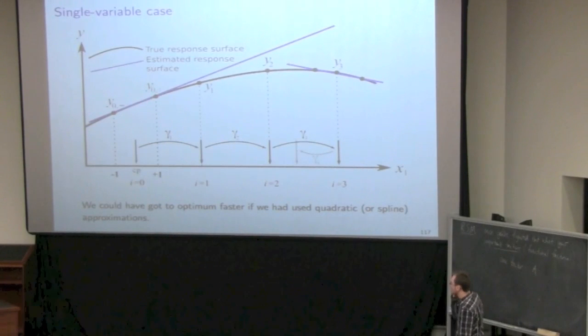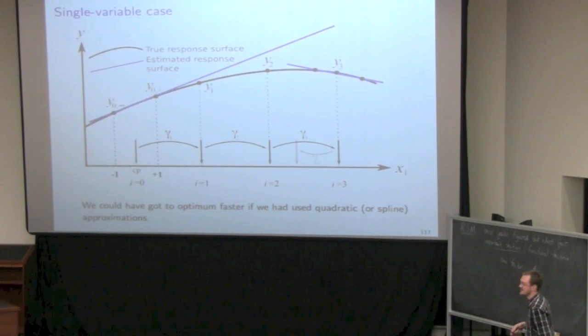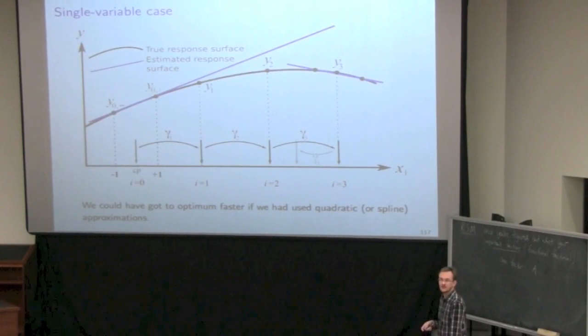And what you say is, well, I can see that the direction where y is increasing is over to the right. So let me keep moving over to the right. And how much do I move over to the right? Well, one way to tell is to draw a line that passes simply through the two data points. That's my tangential curve.